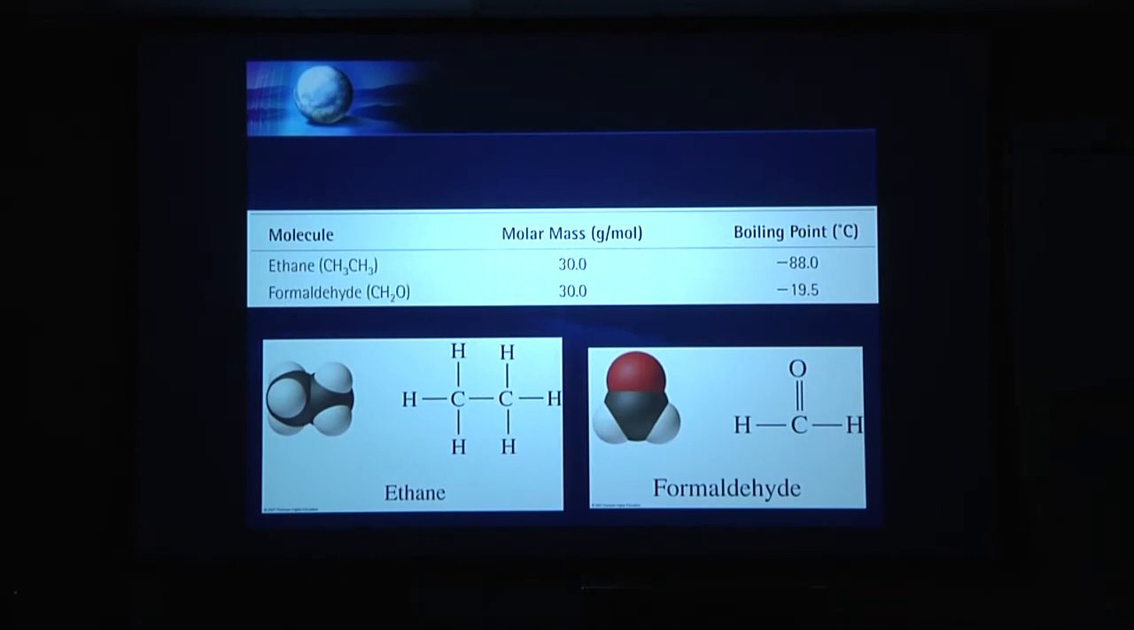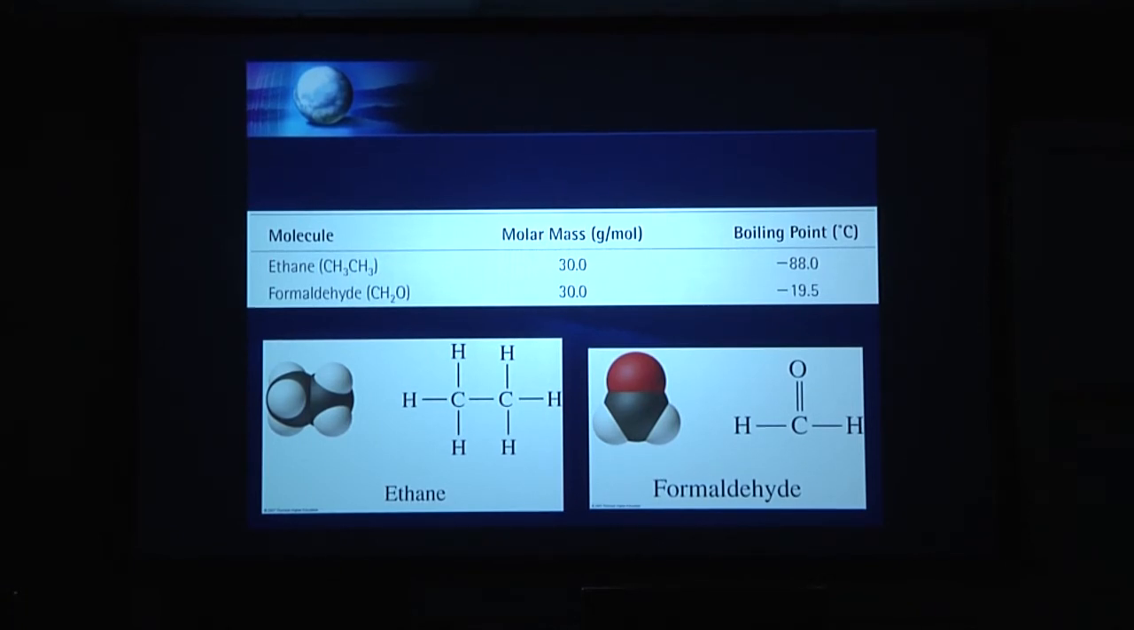Well, ethane is a nonpolar molecule, so the only forces present in a sample of ethane between the ethane molecules would be dispersion forces. But formaldehyde, if you look at the Lewis structure, you should easily see that formaldehyde is a polar molecule. It's a permanently polar molecule. So a sample of formaldehyde would have dispersion forces, but would also have dipole-dipole interaction, which is a stronger force, and it would make it harder for formaldehyde to get into the gas phase. And that means the boiling point is going to be higher than that of ethane.